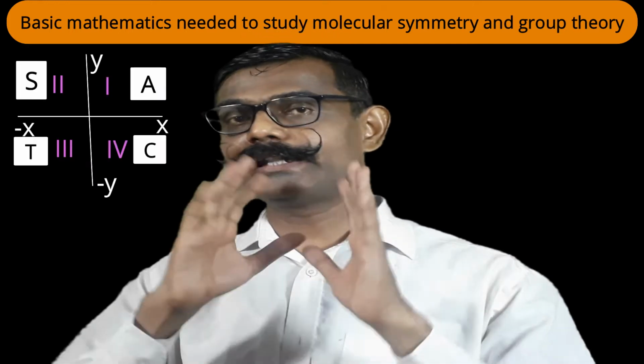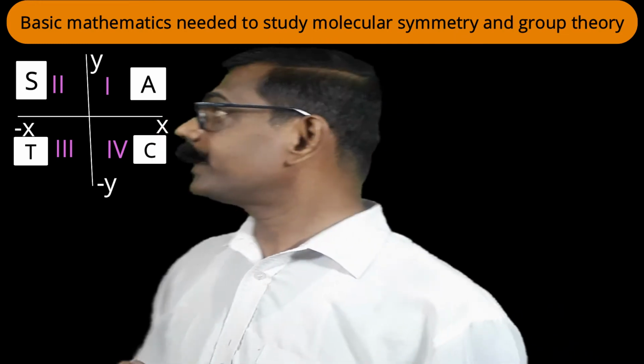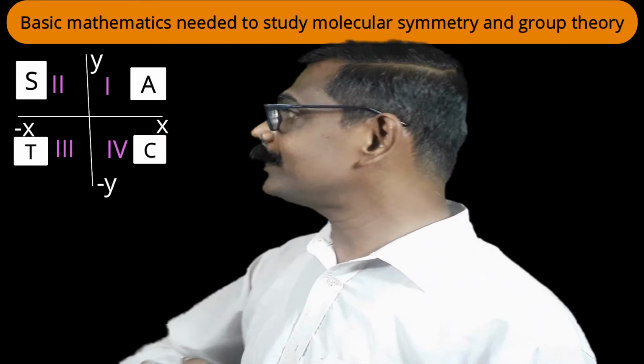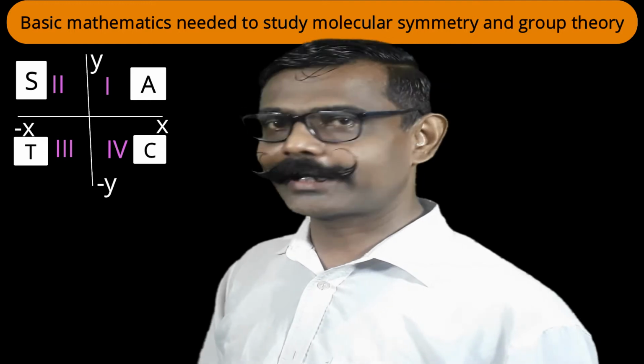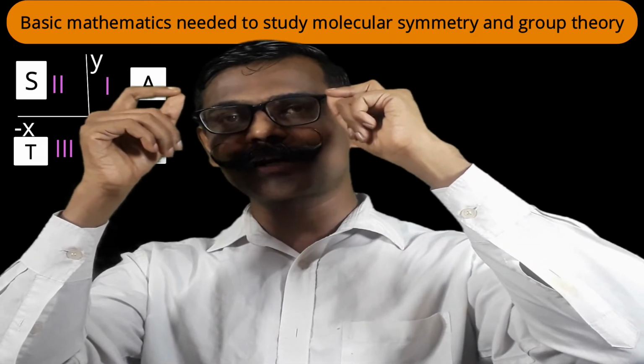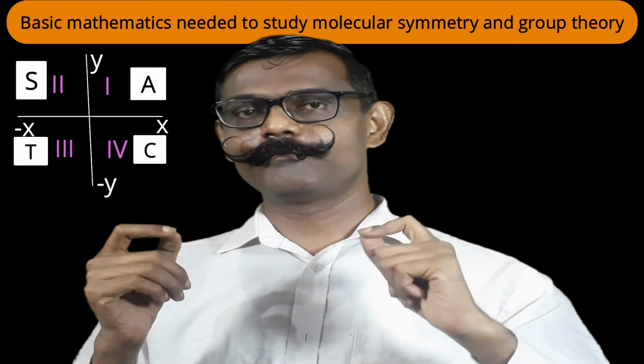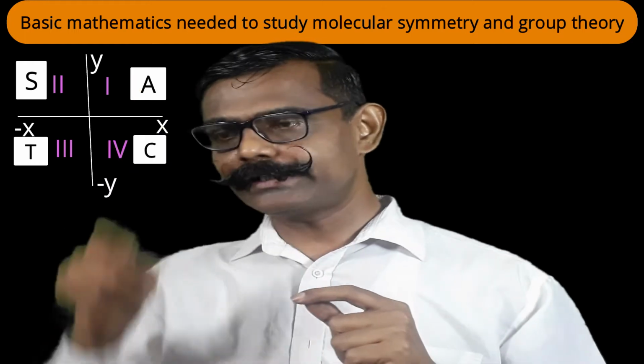For that, again the basics. What are the 4 quadrants? I'll label them as A, S, T, C. All schools are closed. Take care. So A means the first quadrant. S, second quadrant. T, third quadrant. And C, fourth quadrant. A, S, T, C.